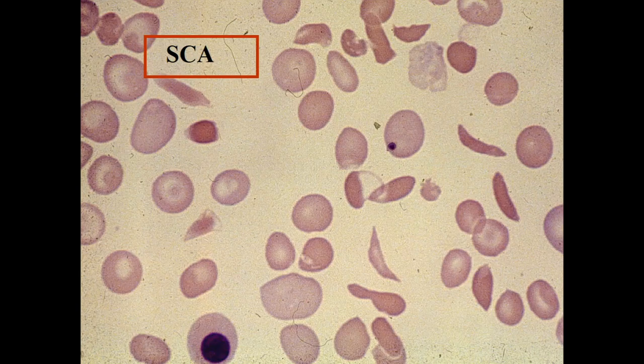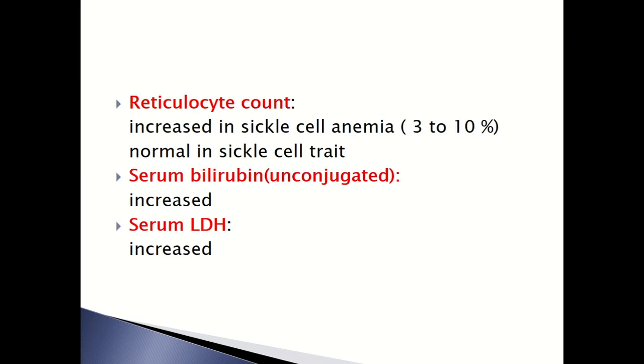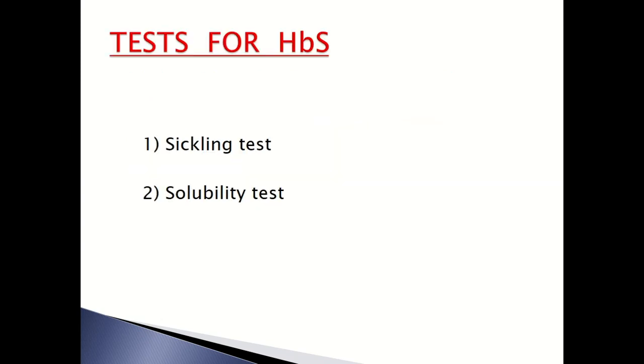Again, on peripheral smear: polychromasia, normoblasts, Howell-Jolly bodies, but the important thing is sickle cell RBCs. So this is about sickle cell anemia. Apart from this, reticulocytes, bilirubin level, and LDH all get increased because these are hemolytic features. But the important thing is the sickling test and solubility test. You have to describe these tests, but the final diagnosis is based on electrophoresis, or on HPLC, where you will find a sickle band. So that's all about all hemolytic anemia.